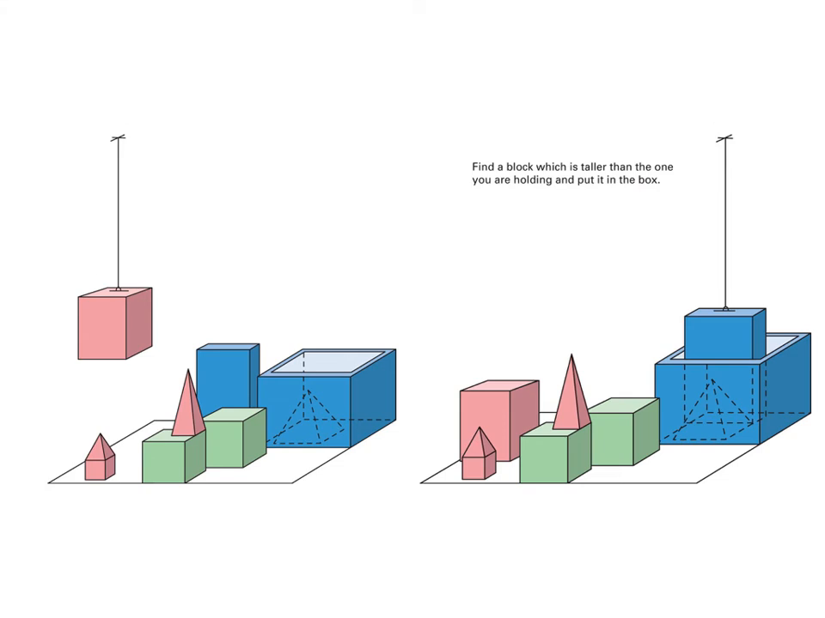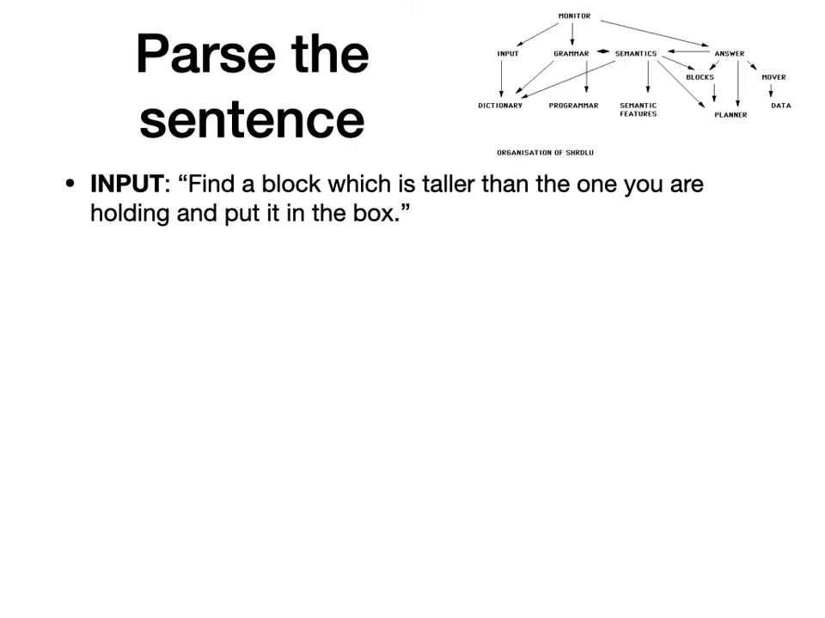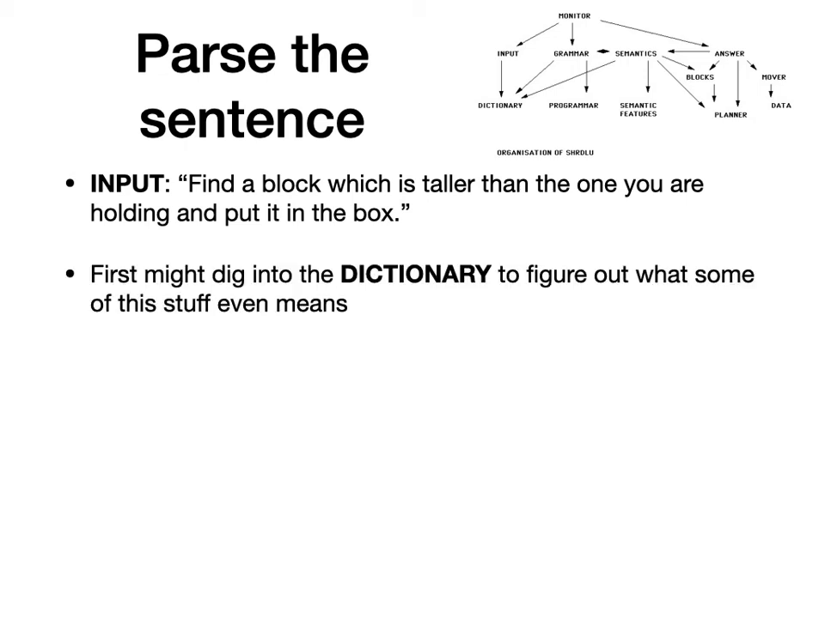Well, first we have to think about what is the first thing that needs to happen before anything can be done in this situation. So the input system is getting this text: find a block which is taller than the one you are holding and put it in the box. I don't know the exact process here, but I'm going to walk you through a toy version of how SHRDLU is going to do this. First, we could imagine that the input system is going to need to talk to the dictionary to figure out which things are which, right? So what do some of these things even refer to?